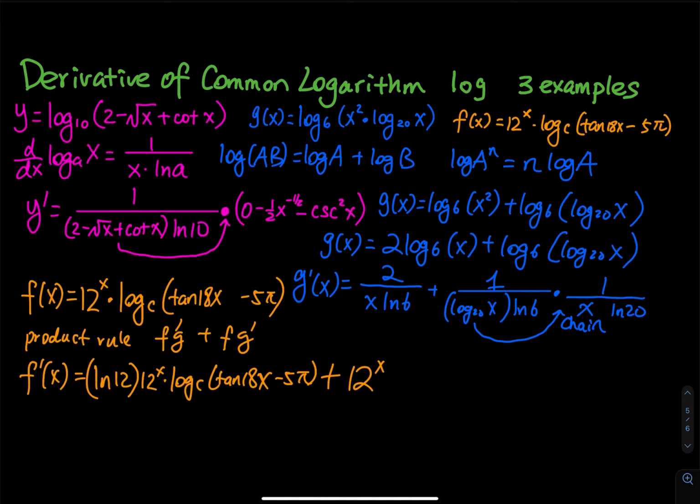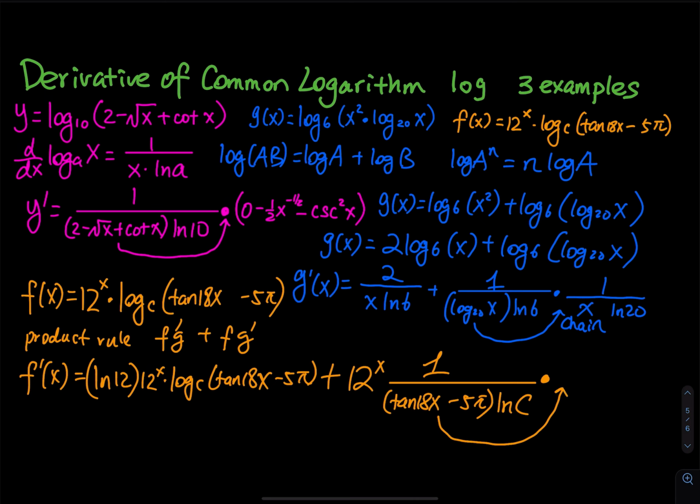And then what's the derivative of log? You carry the entire parenthesis down first, so you have tangent 18x minus 5 pi, and then ln of the base, ln c. The top is 1, and then you multiply by the chain rule. The derivative of tangent is secant squared, so you have secant squared of 18x, the derivative of 18x is 18, and the derivative of 5 pi is equal to 0. I put it up so I don't have to squeeze my handwriting.